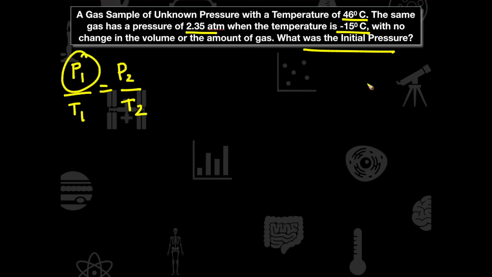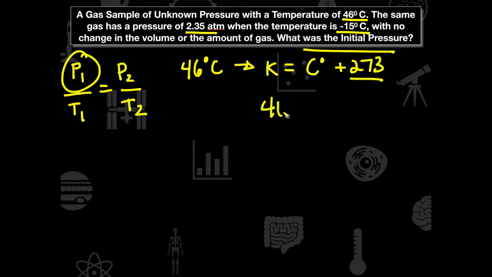So we're going to have to convert into Kelvin again, and then solve for this variable instead of this one. All right, so 46 degrees Celsius. To get this to Kelvin, remember Kelvin is equal to whatever it is in Celsius plus 273.15, and we're just going to use 273. So 46 plus 273 is going to be equal to 319 degrees Kelvin.